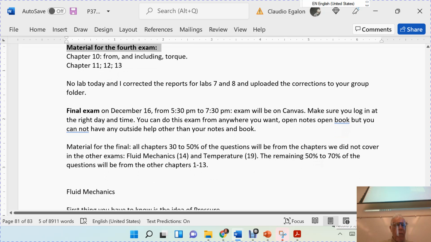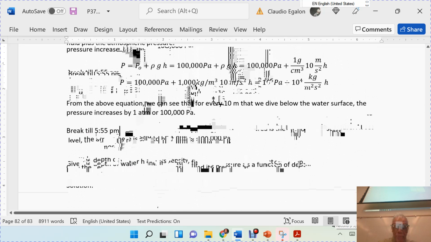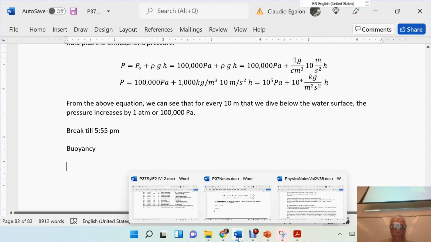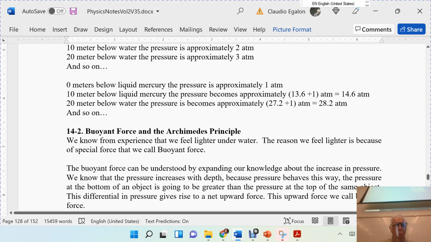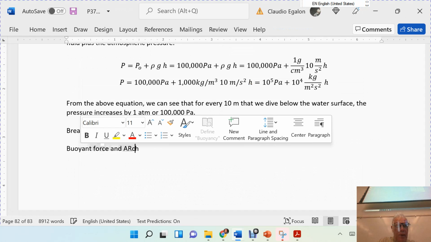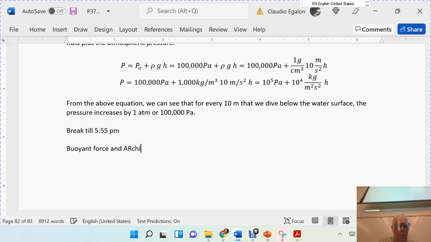Okay, from now we can go ahead with buoyancy. Let's talk about buoyancy now. Buoyant force and the Archimedes principle. Let's put the buoyant force, which gives rise to buoyancy. Buoyancy force and Archimedes principle.